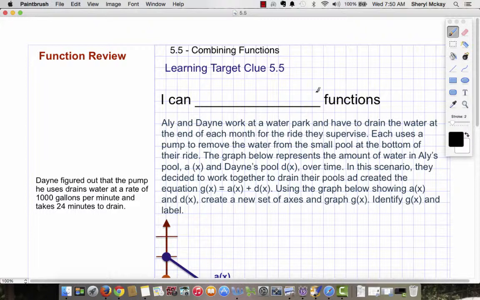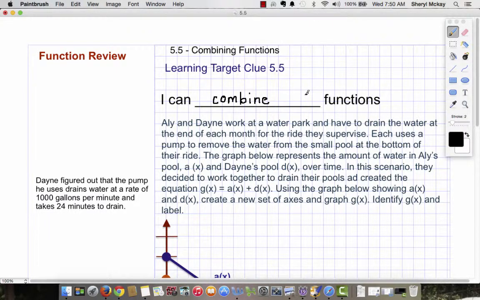We are going to work on the very last learning target clue, which is clue 5.5, combining functions. So let's start by going ahead and writing our learning target clue, finishing it out. I can combine functions. This should be fairly simple.